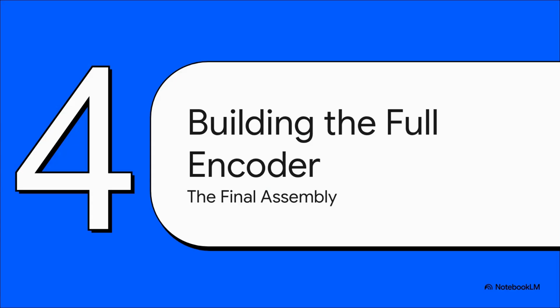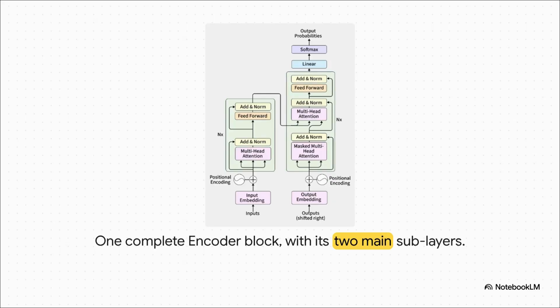And that's it. We have all our parts. We've got our input embeddings, we've got positional encodings for order, we have multi-head attention for context, we have add and norm for stability, and we have the feed-forward network for nonlinearity. It is time for the final assembly. Let's put this whole thing together. And there we have it.